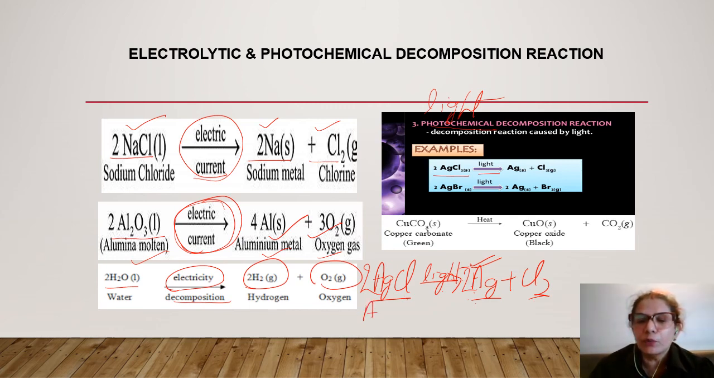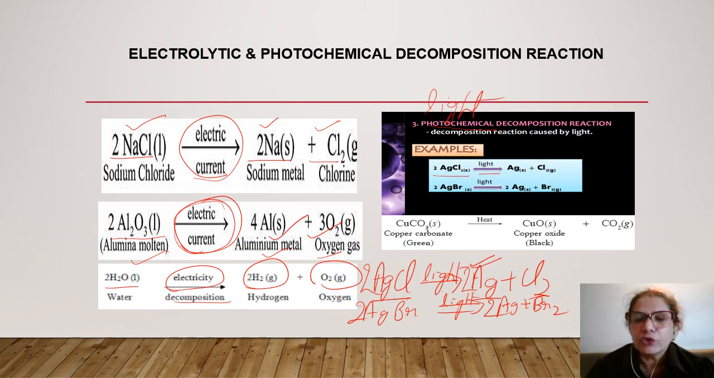Similarly, silver bromide, also in the presence of light, will give silver and bromine. So again, this is a photochemical decomposition reaction.